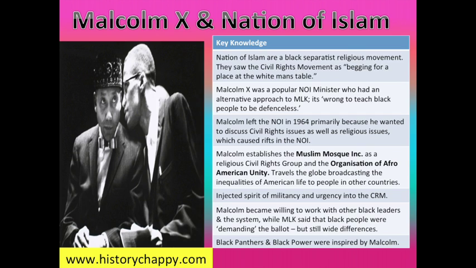While simultaneously, Martin Luther King moved closer to Malcolm's position by saying that black people were demanding the ballot. But there were still differences between the two. You could say that Malcolm's main contribution to the civil rights movement was intellectual. He certainly helped inspire the Black Panther movement and Black Power movement.